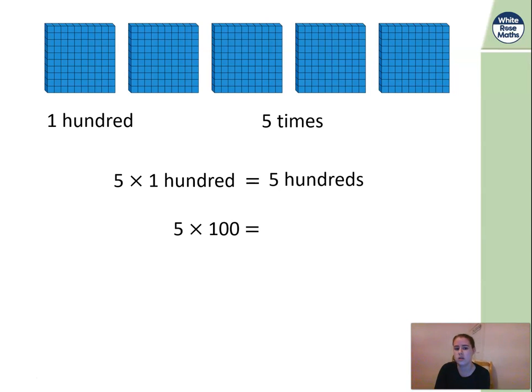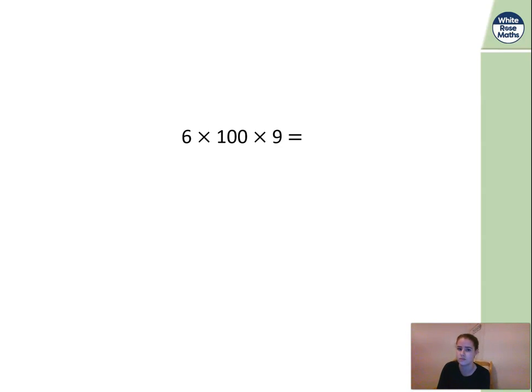We can also write it using numbers. So we could say 5 times 100 equals 500. Equally, from our commutative law, we know that we can swap these two numbers around and still have the same answer. Therefore, 100 times 5 is also 500.